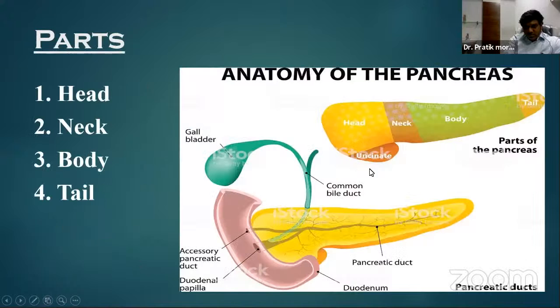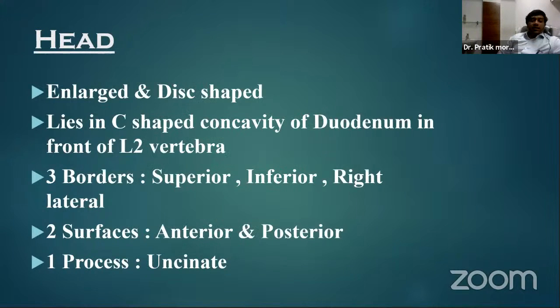See, this process is the uncinate process. This extension of the head is called a process, so it is called the uncinate process. Simple: the head has 3 borders, 2 surfaces, and 1 process. The 3 borders are superior, inferior, and right lateral. The 2 surfaces are anterior and posterior, and the 1 process is the uncinate.